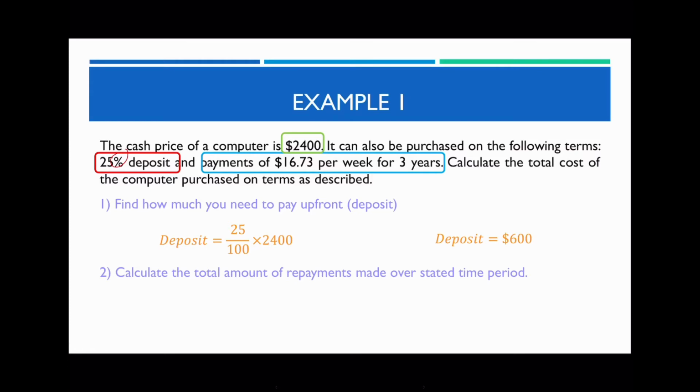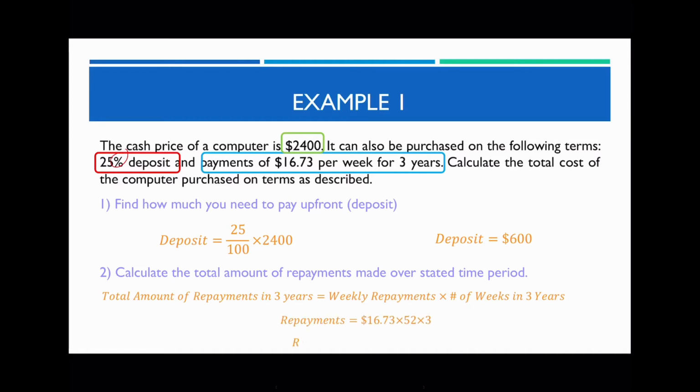Now, this question says you pay $16.73 per week for 3 years. So in order to calculate the total repayment, it's going to be $16.73 multiplied by 52 because there's 52 weeks in a year, multiplied by 3.